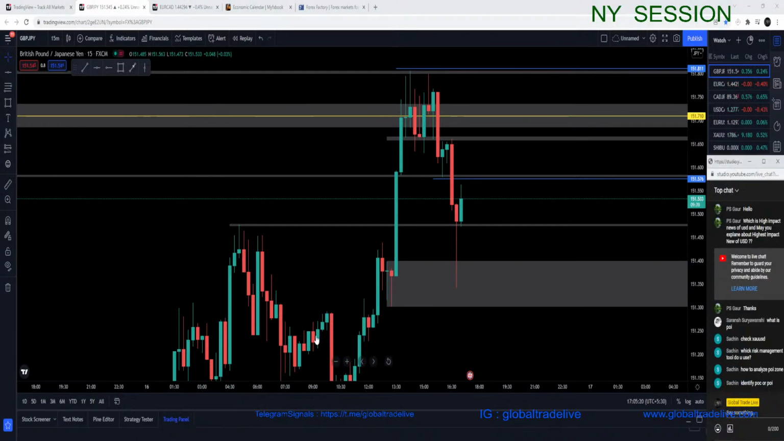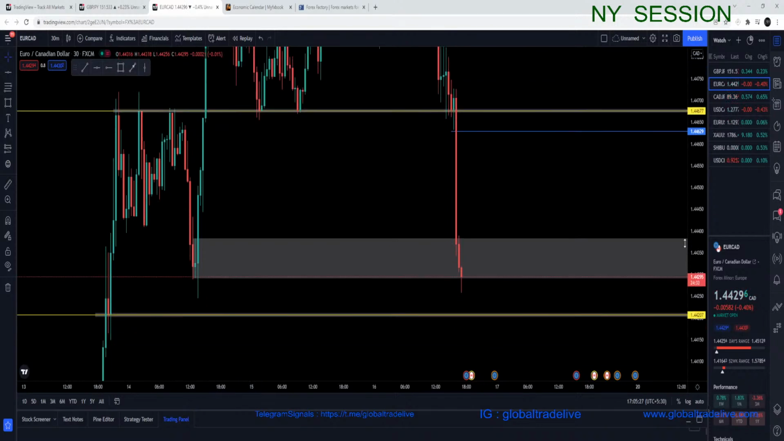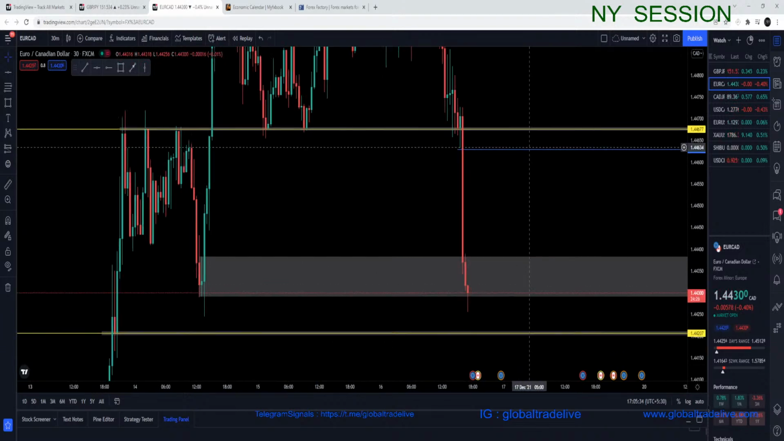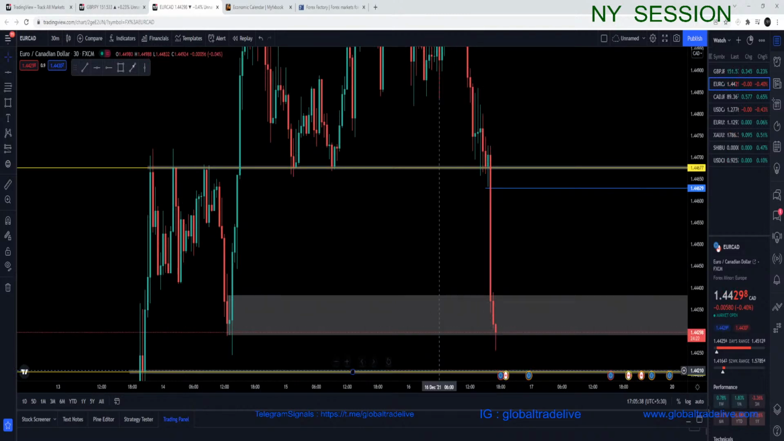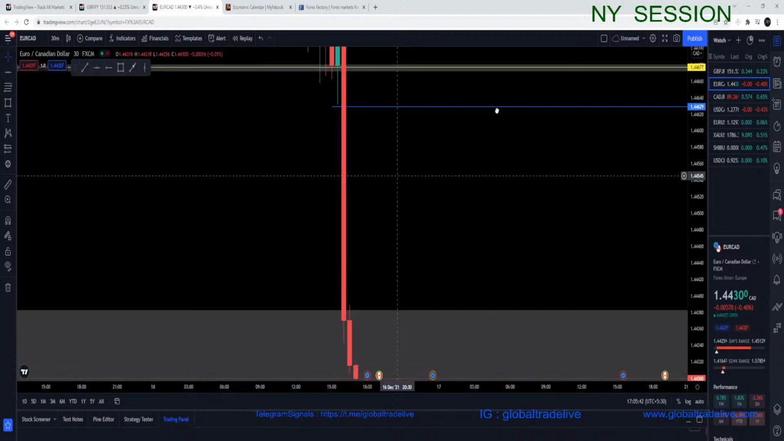I hope that will help you, and you will get an idea what the POI is. Like over here in EuroCAD, if anybody looks at this scenario, then anyone will say that it will be dropping down further, right? Anybody will say that. But how to confirm that? What will be your confirmation?